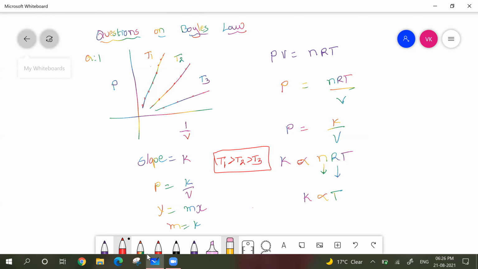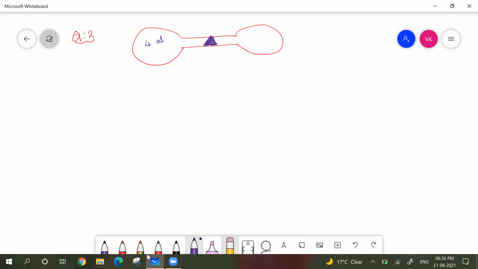Now let us go to the next question. One more question on Boyle's law. Second question. So they gave a gas. Okay, here in between there is a cork. So when you want to, you can open this cork and it stops the flow of gas in both the bulbs. And here the gas is at 4 atmosphere pressure. Okay, and the volume of gas is 10 liters. And here the volume of gas is 10 liters.